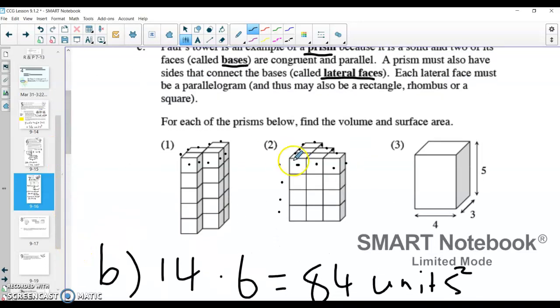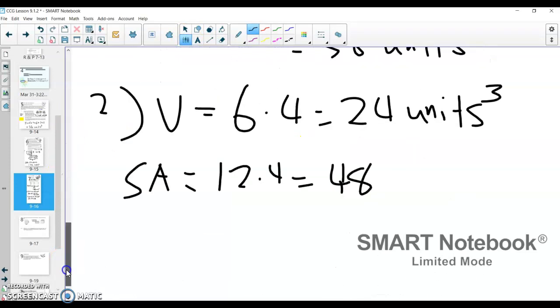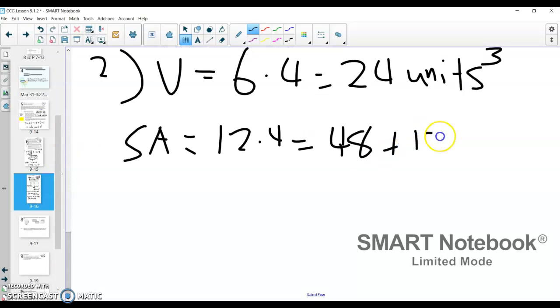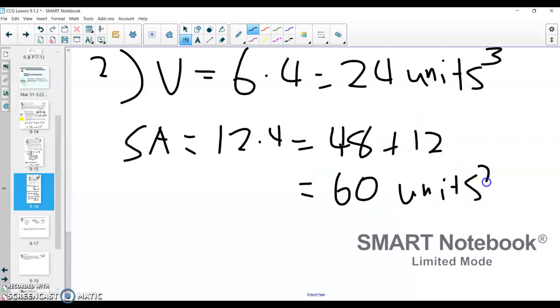48 around. Now we just need to add top and bottom, and the top has 1, 2, 3, 4, 5, 6. 6 on top, 6 on bottom, so I've got to add 12 to this. And so for surface area, you end up with 60 units squared for number 2.